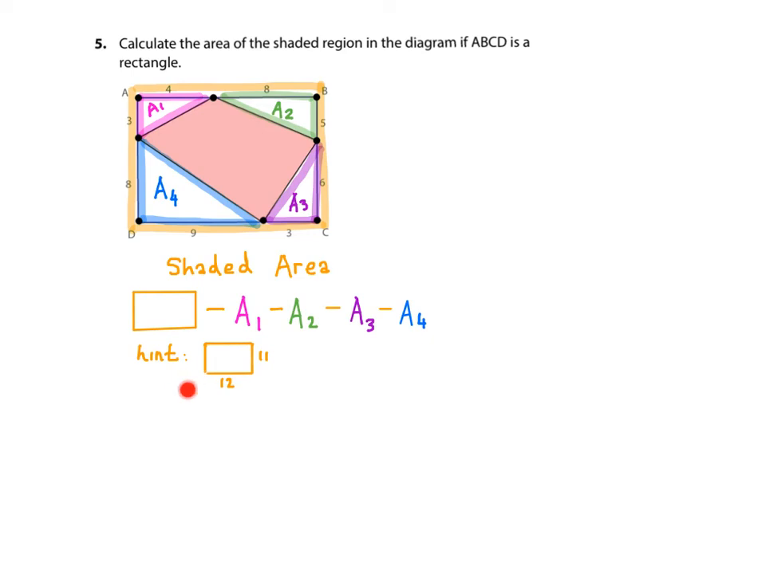Note that I gave you a hint here. To find the area of the rectangle, you need to add the lengths on the bottom, which give us 12, and add the lengths on the side, which give us 11. So the area of the outside shape is length times breadth, which gives us 11 times 12. The rest is up to you to solve.